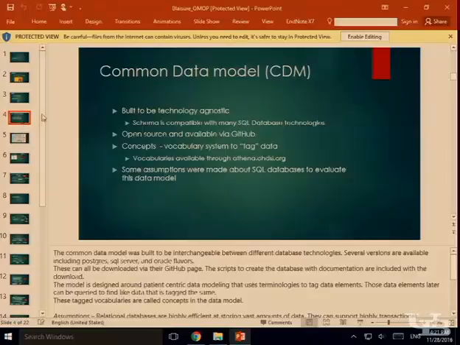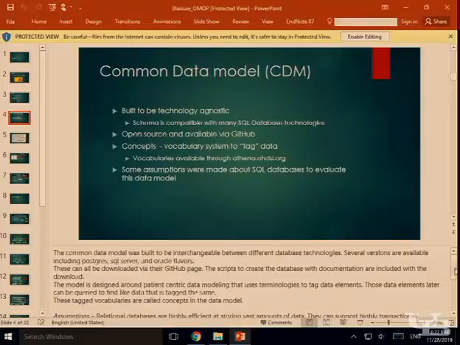Now, we also have what's called a vocabulary system, and that's a grouping of concepts or terminology systems such as SNOMED, ICD-9, ICD-10. And what happens is it takes those contextual fields to tag data in the database. And then later on you can query the database to figure out what different data entities correspond to those concepts.